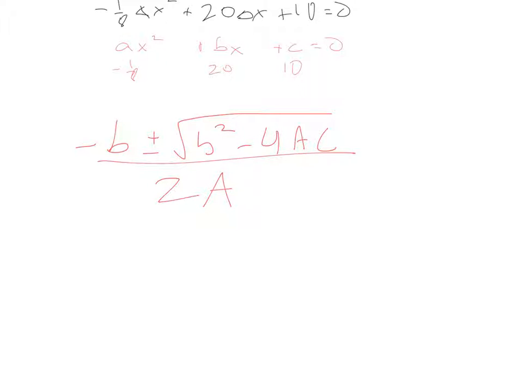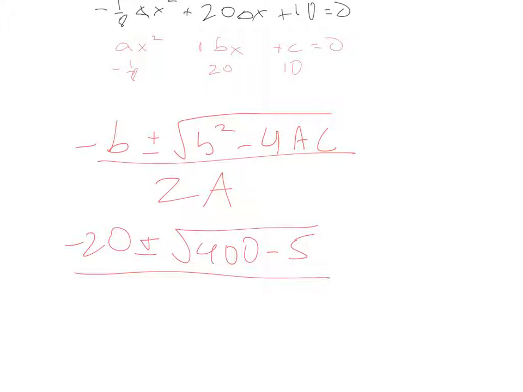b is 20. Negative 20 plus or minus the square root. 20 squared is 400 minus 4 times a times c. Well, okay. 4 times c is 40. 40 divided by 8 is 5. Okay, so actually the eighth didn't end up being terrible. And that's all over 2 times negative eighth, which will be negative fourth. We'll get to that. Oh, this actually isn't that bad because you calculate that out.